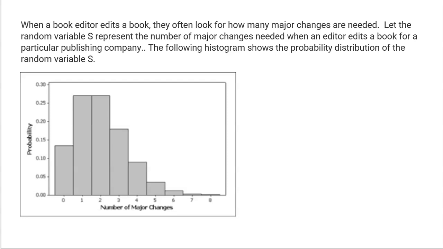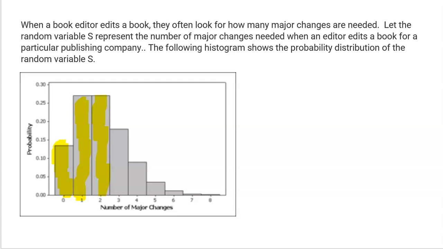When a book editor edits a book, they often look for how many major changes are needed. So let's let S represent the amount of major changes needed. And we see here that sometimes 0 major changes are needed, and you could look in the table and see that happens maybe about 13 or 14% of the time. Sometimes 1 or 2 major changes are needed, and those look to be about the same probability, maybe somewhere around 26, 27%.